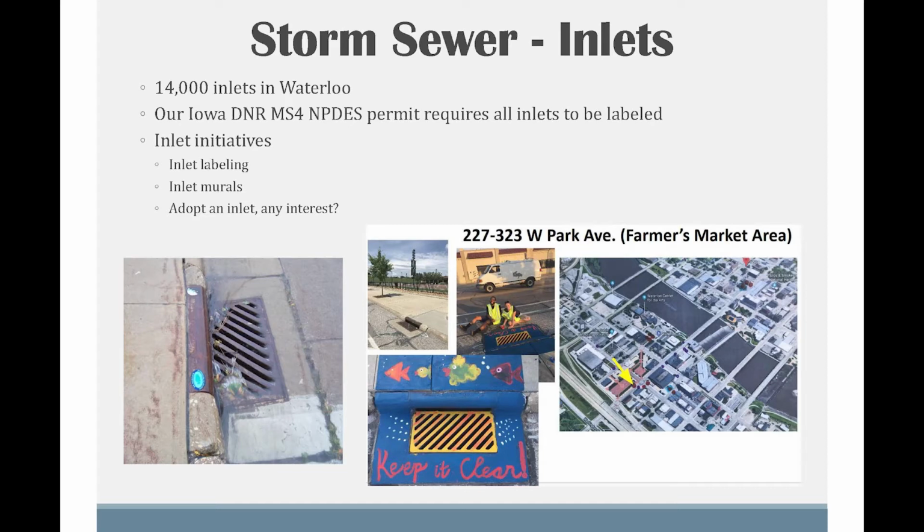The city has an MS4 permit, a municipal separate storm sewer system permit, that allows us to discharge our water into the Cedar River and Black Hawk Creek. And in order to do that, there are certain requirements that we have to meet yearly. One of them is to label all of these storm inlets, just to make everybody aware that this water is not treated before it's discharged.